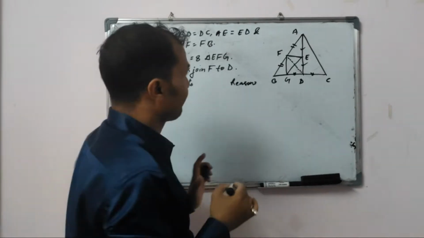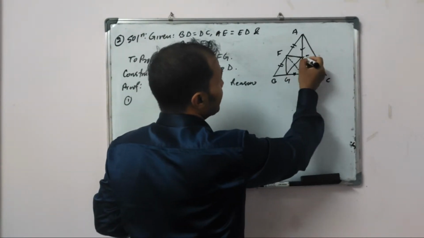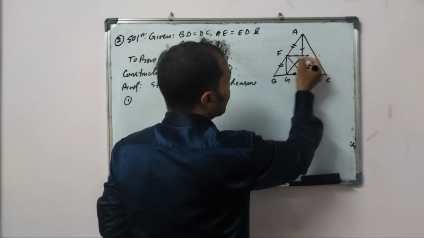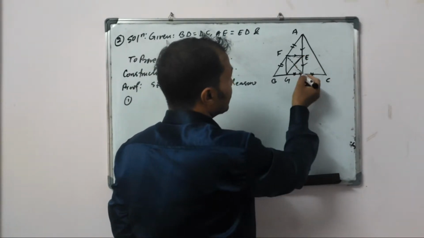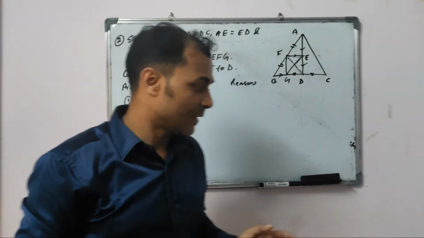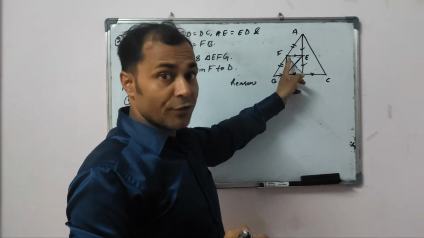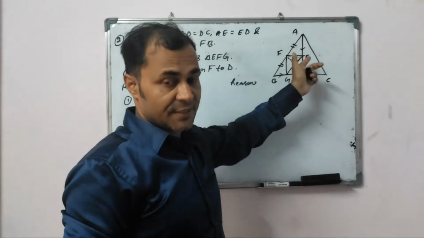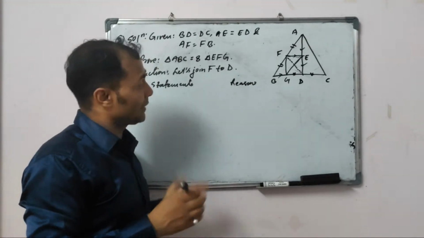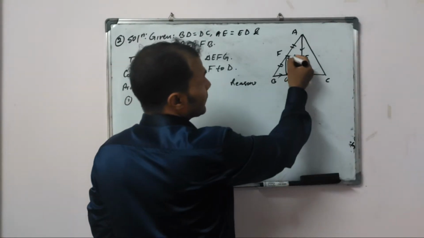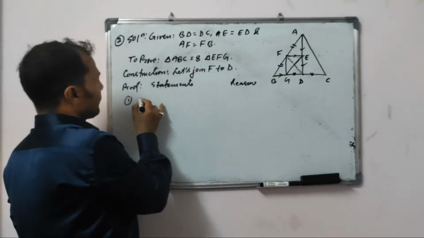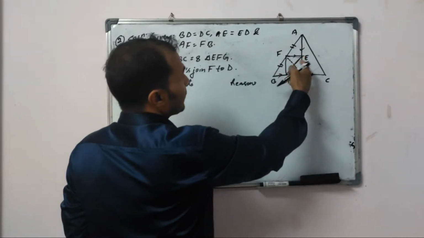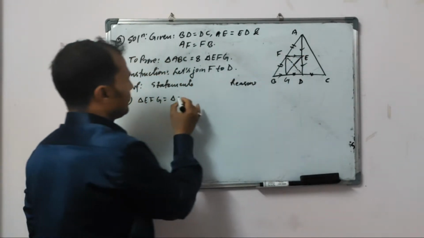See, the first thing: since this is the midpoint and this is also a midpoint, do you think this will be parallel to the base? Yes, because in any triangle, the line joining the midpoints of two sides of a triangle is parallel to the third side and half of it. That you have done in grade 8 and 9. So what you can say is, this triangle is equal to this triangle. So number 1, triangle EFG is equal to EDF.